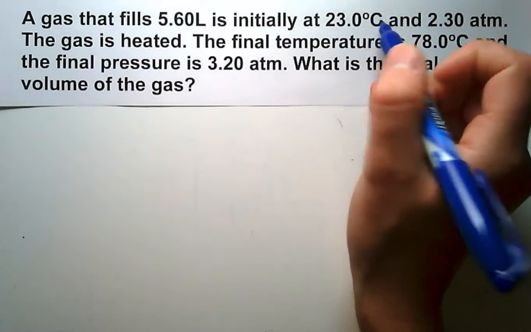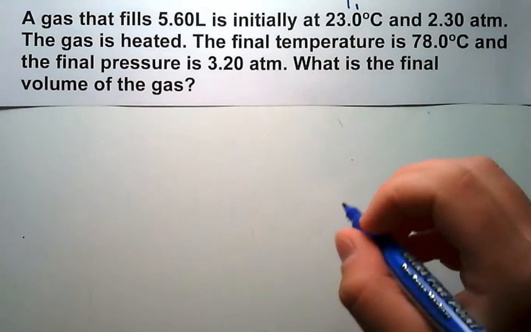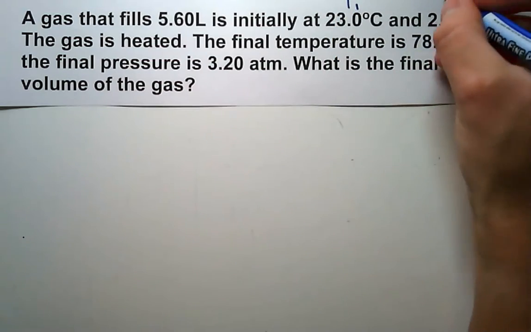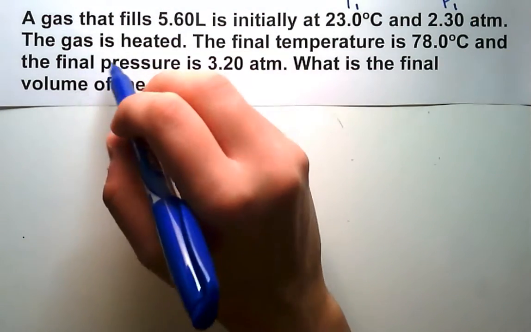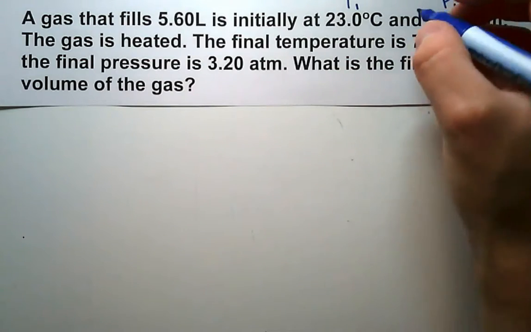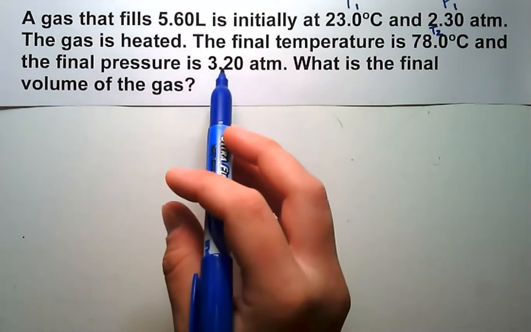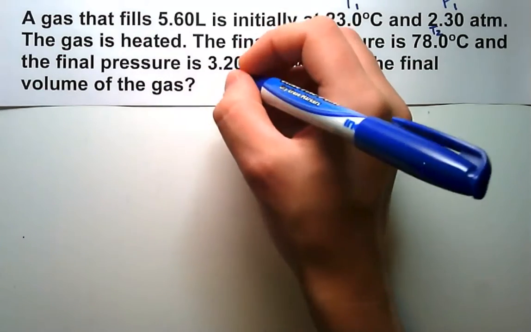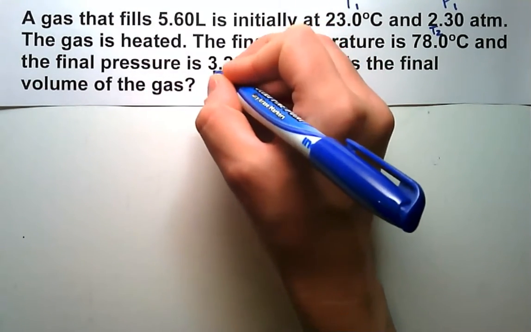So 23 degrees Celsius, that would be a temperature, an initial temperature, so a T1, and 2.3 atm, that's a pressure, and its initial pressure, so P1. The gas is heated. The final temperature is 78.0 degrees Celsius, that's our T2 value, and the final pressure is 3.2 atm, so that would be our P2 value, our final pressure.